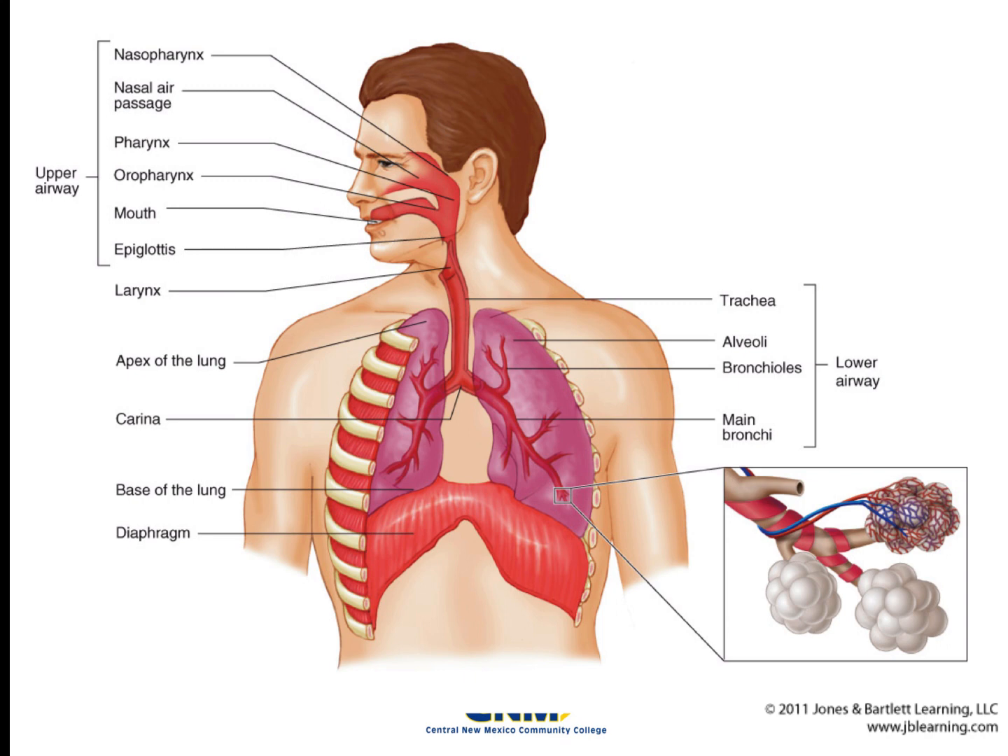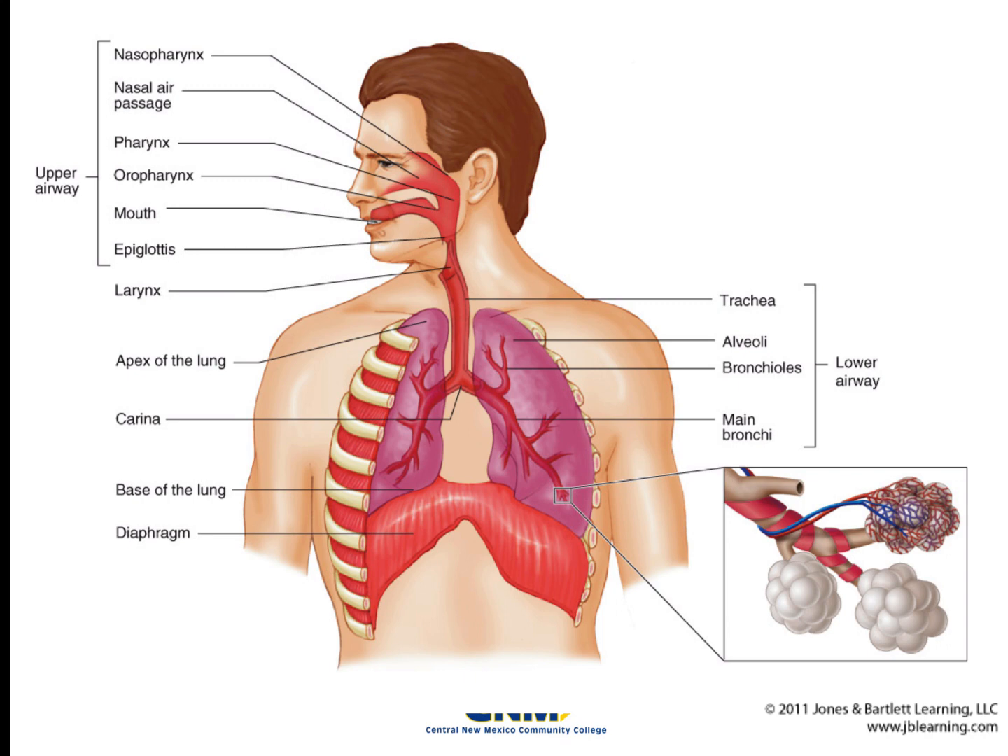The bronchi, as they get smaller, are known as the bronchioles, and the bronchioles go down into the alveoli. That picture in the lower right is what the alveoli look like. They look like these little grape-like structures. They're surrounded by capillaries and capillary beds. That is where the process of respiration occurs.